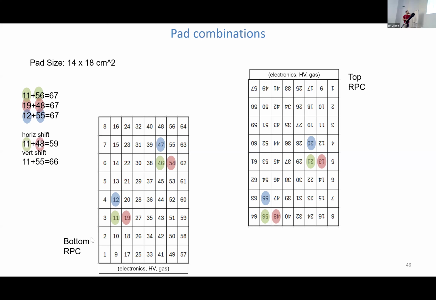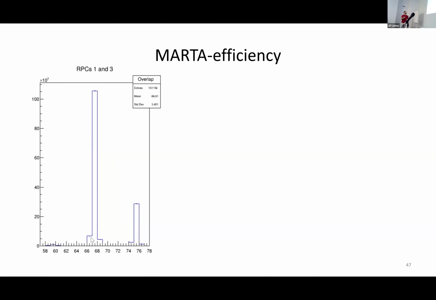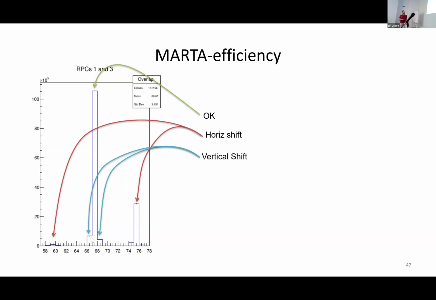But if you shift the RPCs horizontally, then you are combining the 11 with the 48, and you sum up 59. And if you make a vertical shift, then you sum up the 11 with the 55, and you get 66. Let me just tell you that this method is not mine. It's from Guilherme, who is doing the integrating project with us, and we also got very suspicious in the beginning. It's the same if you select other pairs, meaning you have the count of events, and you sum the pods, and the okay one is the 67, and so you get this high peak. Then if you have a horizontal shift, you have these peaks in here, and if you have a vertical shift, you have this one, and obviously this one is a horizontal and a vertical shift.